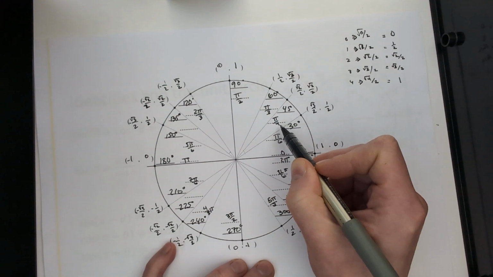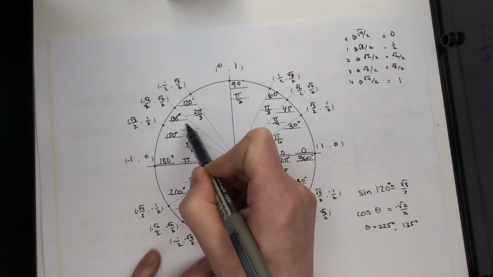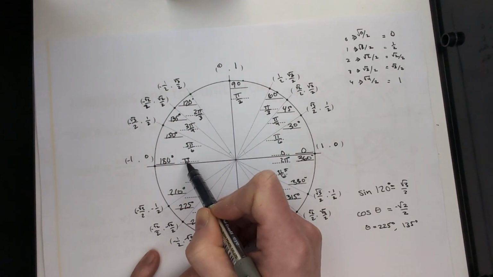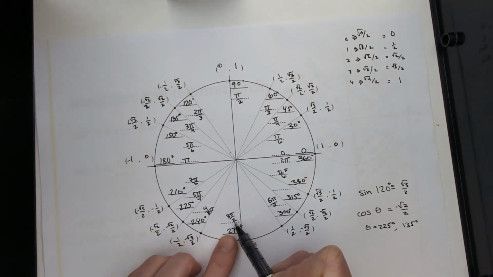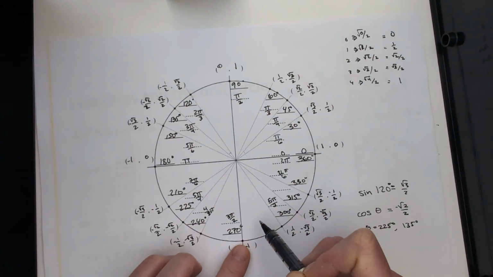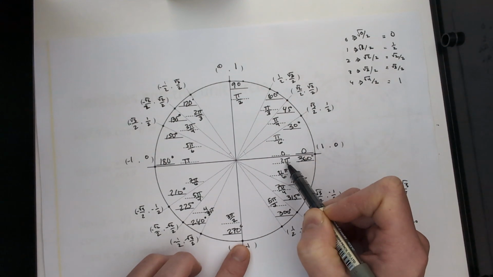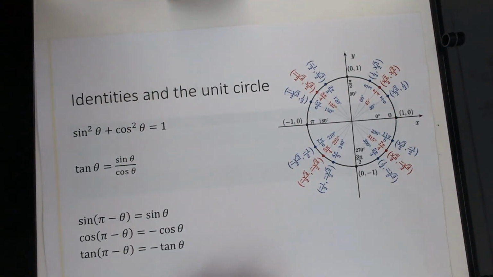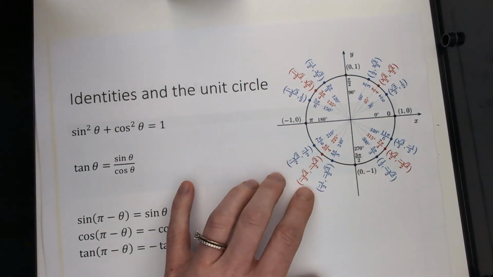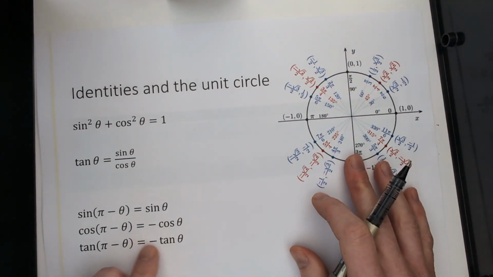If you're really confused about these, you do need to go back to the last one. 2 pi over 4. Here's 3 pi over 4. 4 pi over 4. 5 pi over 4. 6 pi over 4. 7 pi over 4. There we go. And 8 pi over 4. And there's your complete unit circle. And here it is all drawn for you. We can also use these ideas to work through some of this.